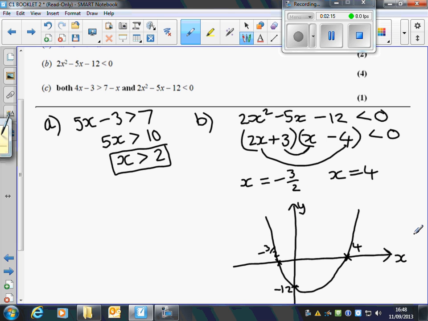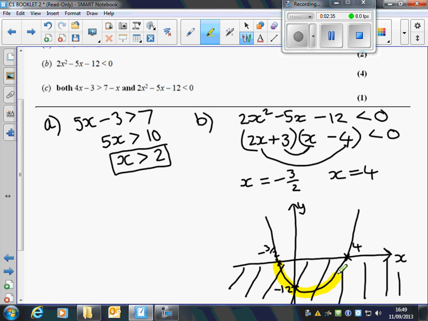So which bit of the graph do we shade? If we look at the inequality sign, it's less than. This indicates that we shade below the x-axis if it's less than. So we're shading everything below the x-axis. This means we're interested in this bit of the graph. So what x values can that bit of the graph take? Well, it's anything in between minus 3 over 2 and 4.